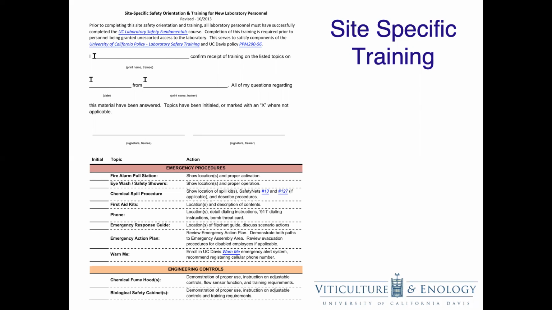In this training, you will learn the location and proper use of safety equipment, such as personal protective equipment, fire alarms, safety eye washes, spill and first aid kits, chemical fume hoods, and biological safety cabinets. You'll also review proper emergency response and ensure that you have read the department-specific emergency action and injury and illness prevention plans, in addition to laboratory-specific standard operating procedures.